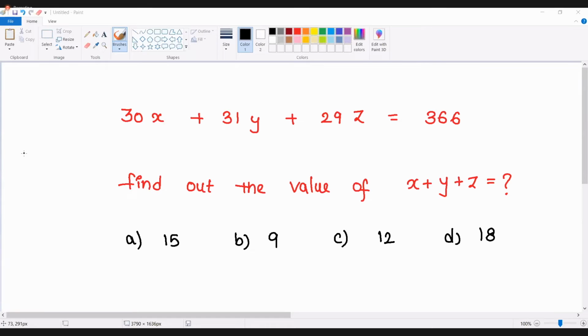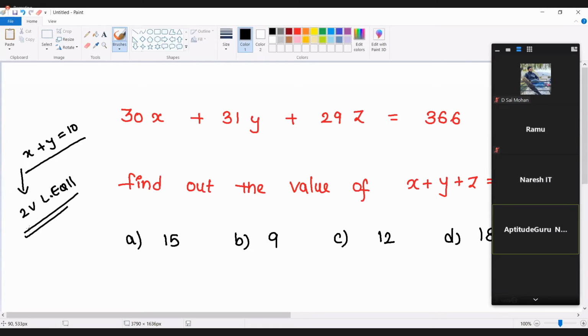When you have x plus y is equal to 10, can we find the x value and y value? No. Why? Because this is a two variable linear equation. To find x and y, we need a minimum of two equations. Only by using this one equation, we cannot find the x and y values. This is a basic point which we can understand from the algebra concept.